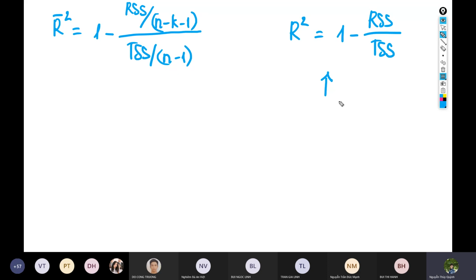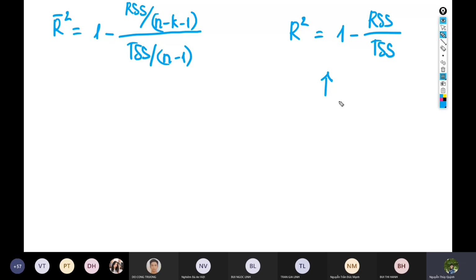We hardly see the case when the estimated coefficient is equal to 0. So in most cases we will see that R square will increase when we add one more independent variable into the model.